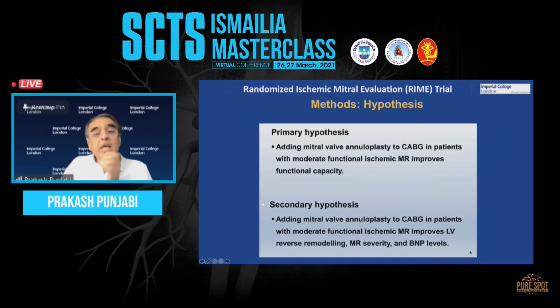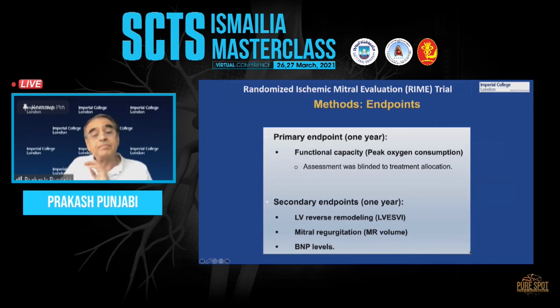revascularization and MR. So the primary hypothesis was, does adding mitral valve annuloplasty to CABG in patients with moderate functional MR improve outcomes? I can go again into the controversy of moderate and severe and the definition of moderate, but we have done a lot of work. And the secondary was, does it improve LV reverse remodeling, MR severity, and BNP levels? And we also were going to do peak oxygen and look at various other secondary endpoints at 1 year.